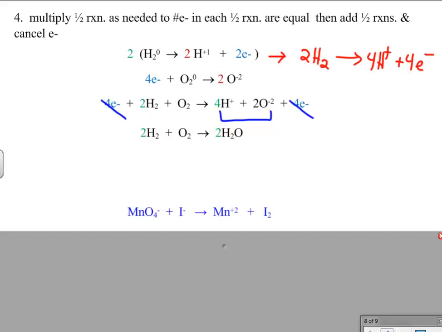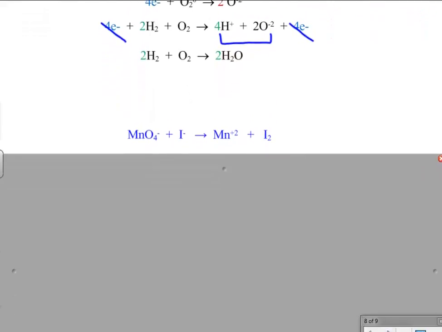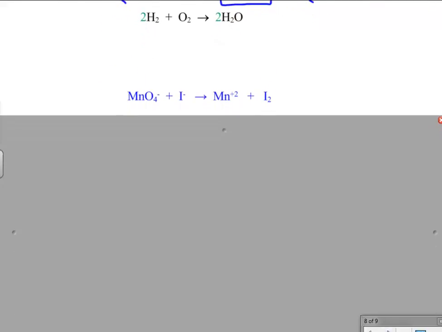Same thing here. We're going to identify charge for each of the elements in the reaction first. Start with the easy ones. So oxygen's -2. In permanganate, total charge is -1. 4 times -2 is -8. That means manganese has to be a +7. Iodide is -1. Manganese +2 is +2, and iodine on the right is 0. So now we have all of our elements identified with their charges.